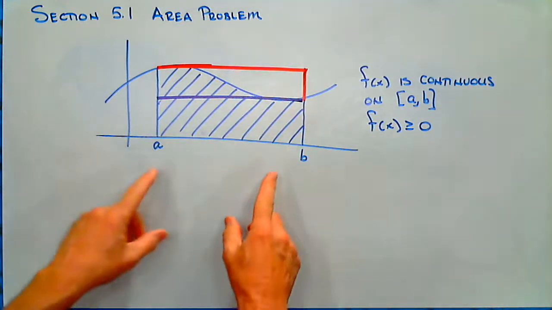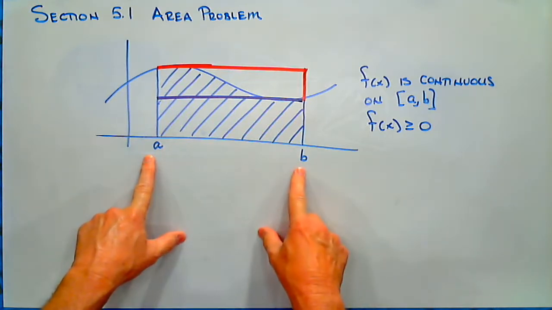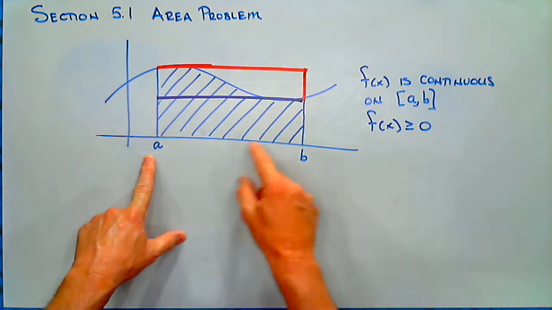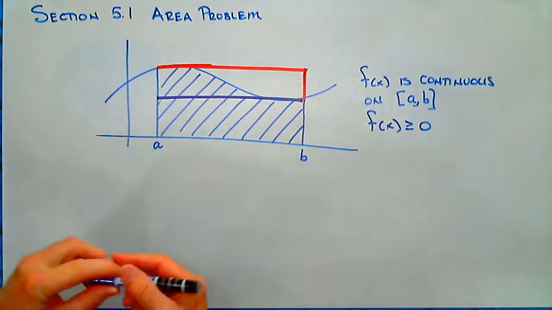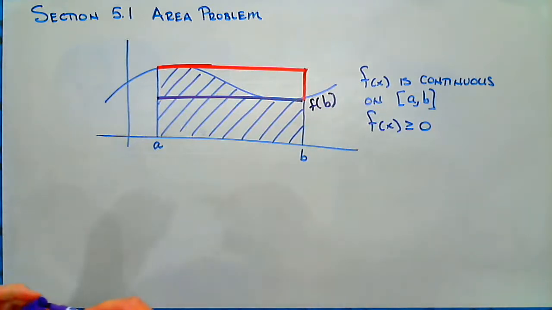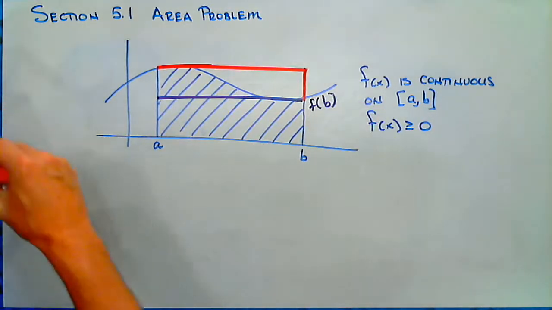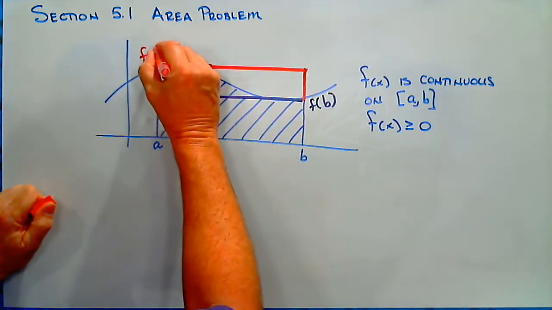Well, I'm drawing horizontal lines because they make rectangles, and I can find the area of a rectangle, right? I know how far it is from A to B. It's B minus A. And I can determine this height. This height is f of b, right? That's how tall this is right here. This is f of b tall. And I know how tall it is over here. This is f of a tall.